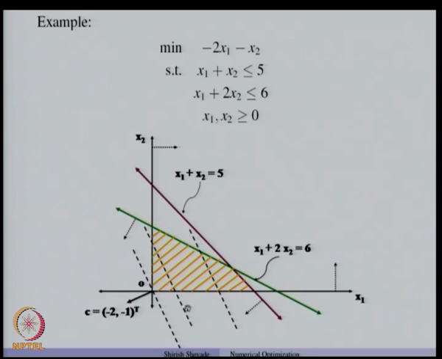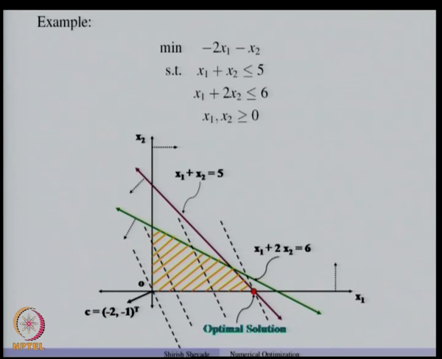So, the value of the objective function at any feasible point on this hyperplane will be greater than the value of the objective function at any feasible point on this hyperplane. So, if we keep on moving like this, we will reach a situation where we cannot move that hyperplane further without violating the constraint. And at this point we stop, and you will see that this is an optimal solution. In fact, this is the only optimal point in this case.